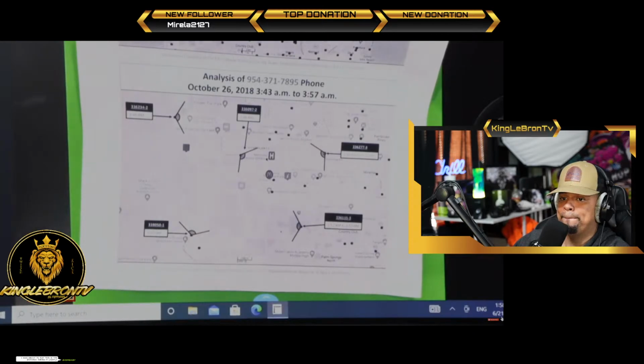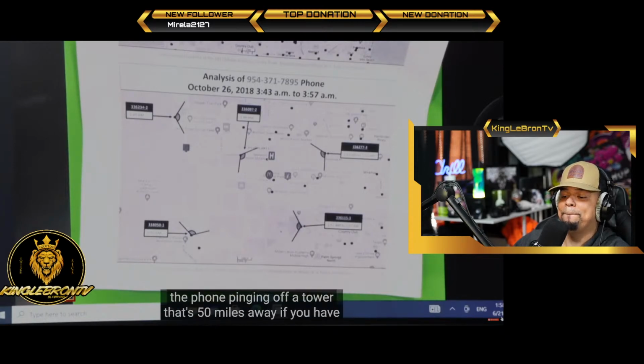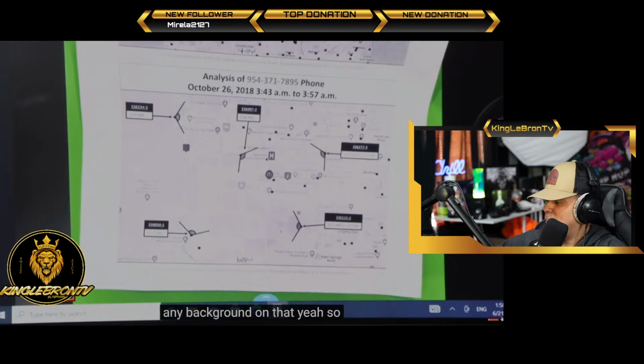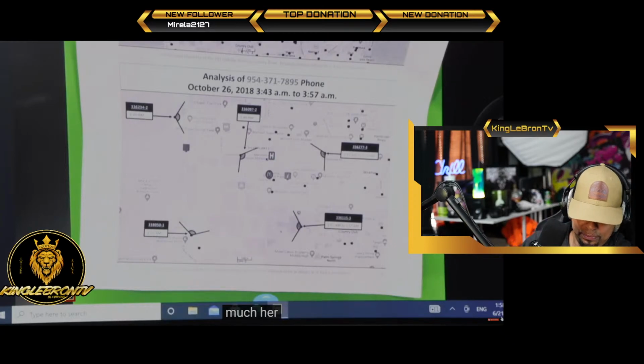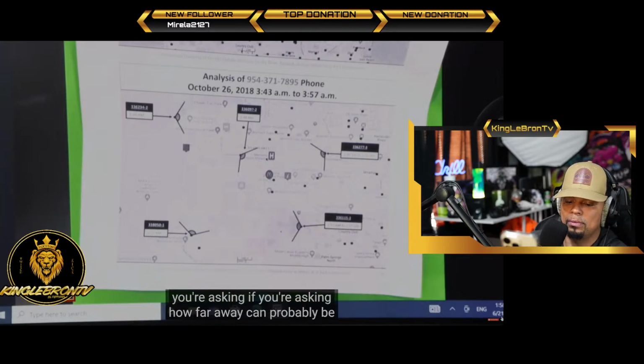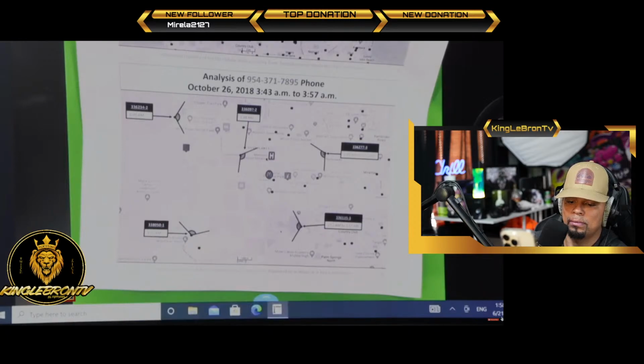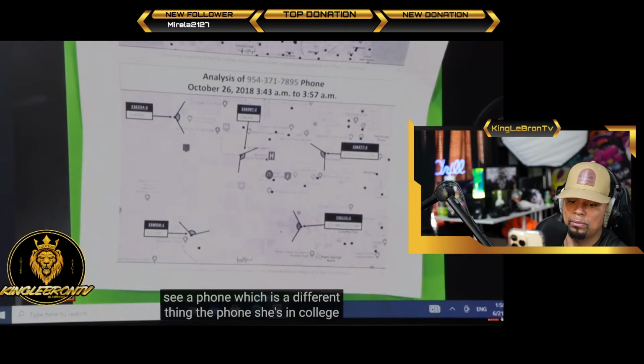How far can a phone go? Is it 1 mile? Could it be between 1 mile and 20 miles? Or could a phone ping off a tower that's 50 miles away? Do you have any background on that? Yeah, so it depends kind of what you're asking. If you're asking how far away can a phone be from a tower when it makes a call, well, that depends. If you're asking how far away can a tower see a phone, which is a different thing, because the phone choosing a tower is going to rely on the phone's clear, strong signal, and that also depends.